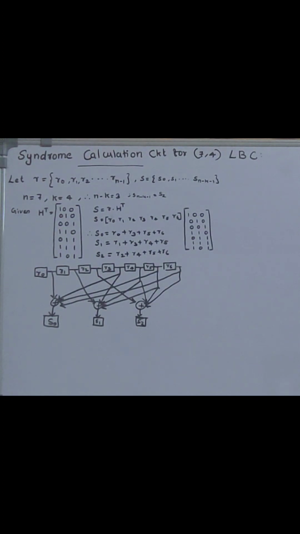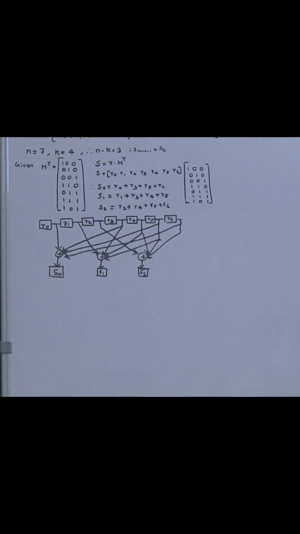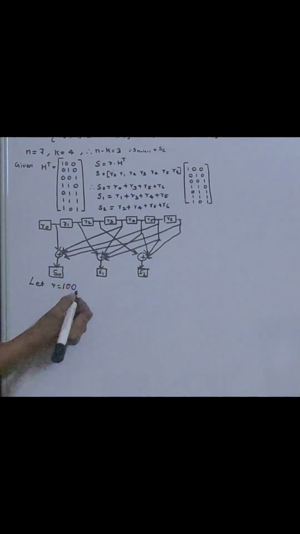So this is S0, S1 and S2. So this is the output for syndrome. Okay. Now let R be the received vector. Suppose, in order to get the correct code word, this syndrome will help. So let R equal the received vector 1 0 0 1 0 0 1.